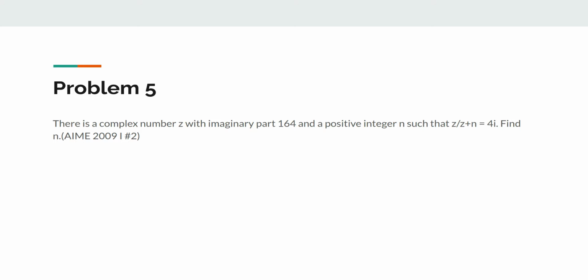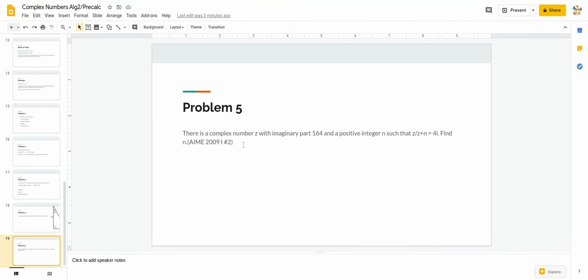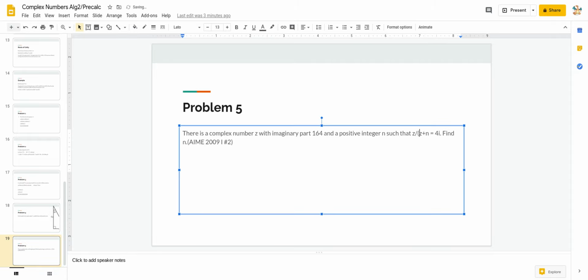Okay, I'm going to discuss it now. The question says there's a complex number z with imaginary part 164 and a positive integer n such that z over z plus n is equal to 4i. Find n. This was on AMC 1 from 2009, and it was number 2.